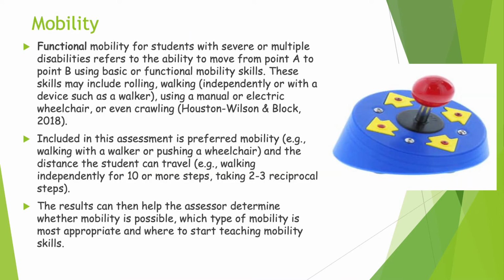All right, functional mobility. Functional mobility for students with severe disabilities refers to the ability to move from point A to point B using basic mobility skills such as rolling, walking. Walking can be independently or with an assistive device such as a walker, using a wheelchair, manual or electric, or crawling or creeping. Included in this analysis is the preferred mobility methods and the distance the student can travel. For example, maybe independently for 10 or more steps, taking 2 or 3 reciprocal steps, whatever it is.